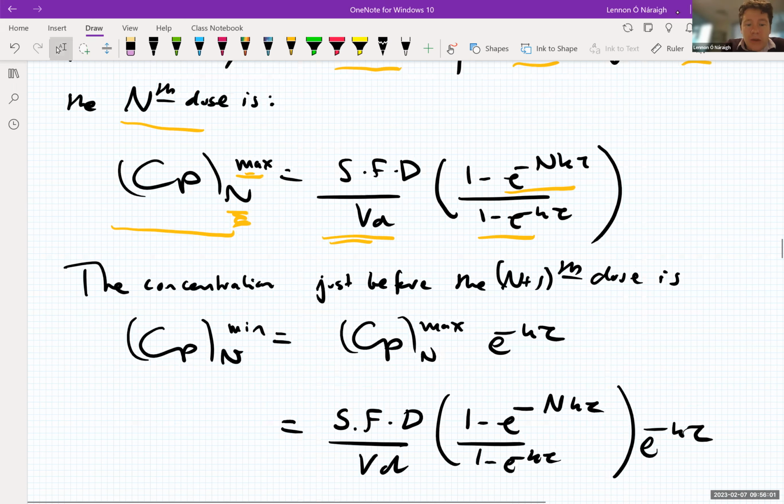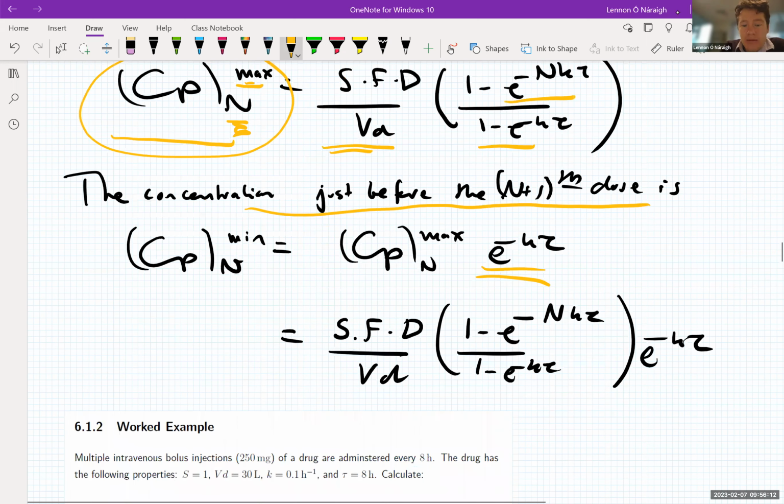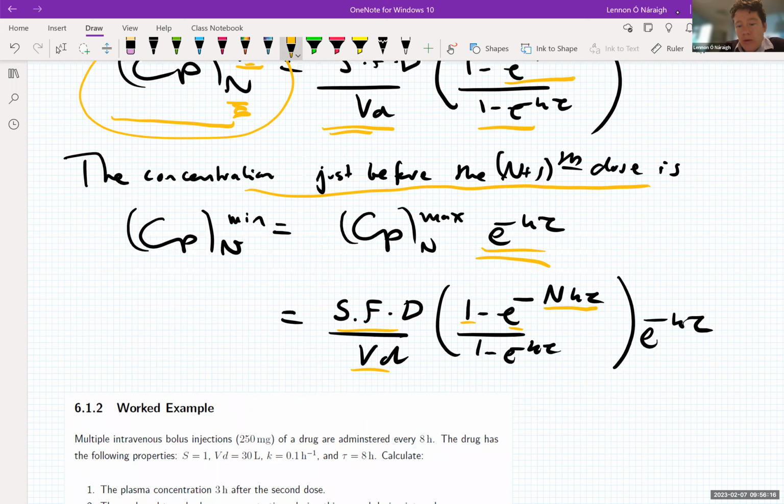The concentration just before the (N plus 1)th dose will be the previous maximum concentration hit with the exponential decay factor. So again, SFD over Vd, 1 minus e to the minus N k tau over 1 minus e to the minus k tau, and then hit with the exponential factor.